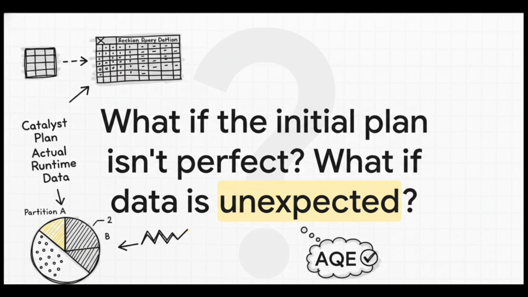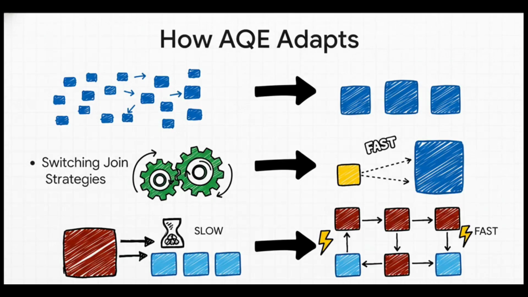You know, maybe Catalyst thought a table was small enough to broadcast, but whoops, it's actually way bigger. Or maybe your data is really skewed, where one partition has 1,000,000 rows and all the others have 10. That can create a huge bottleneck. The initial plan can't always predict the reality of the data at runtime. So, what does AQE do? It watches the query as it's running.